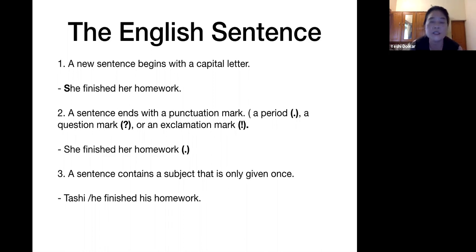Dashi, he finished his homework? No, we don't want the subject written twice. We want it written just once. So Dashi finished his homework, or he finished his homework.